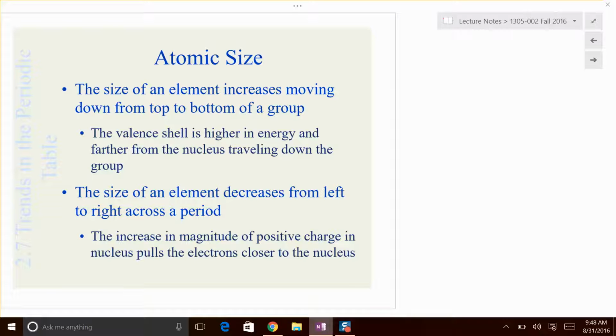Fluorine. Read it. Decreases. So it's smaller. Fluorine is smaller than lithium. That's not very intuitive, right? That's not what I thought would happen. I didn't think fluorine was going to be smaller than lithium.